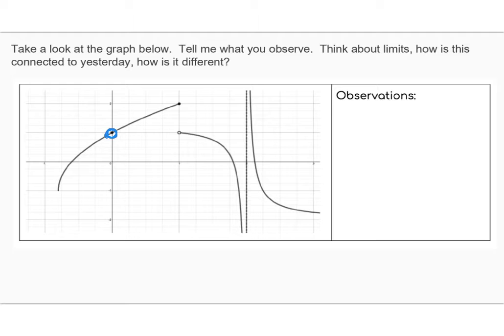I'm going to pause for a moment to have you figure that out. I'd like you to pause as well. Write down some observations and then continue.